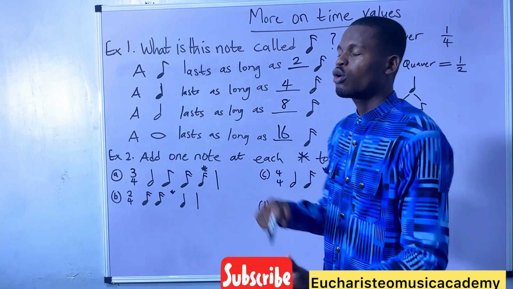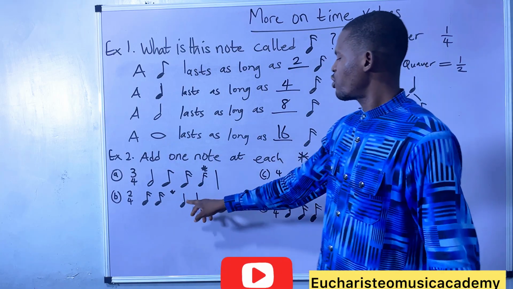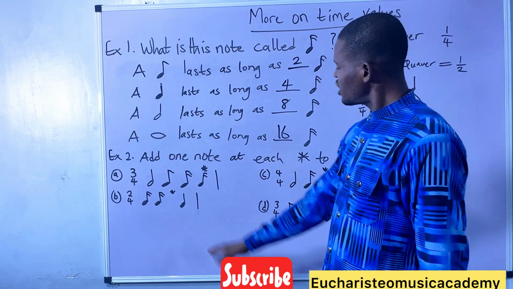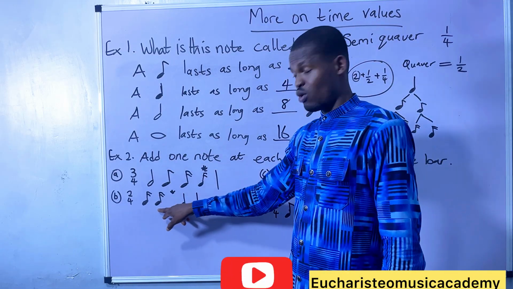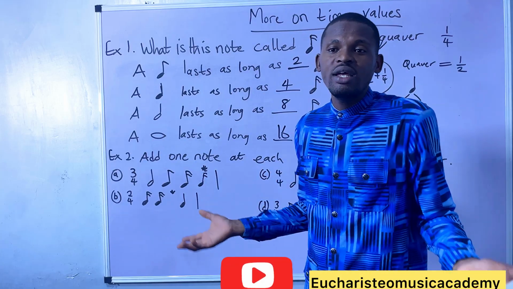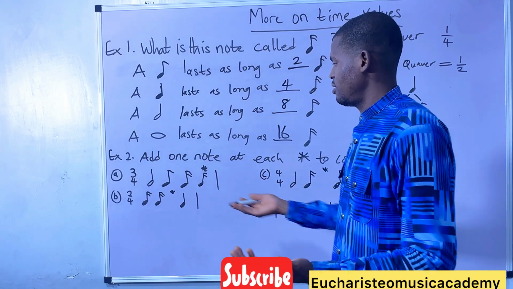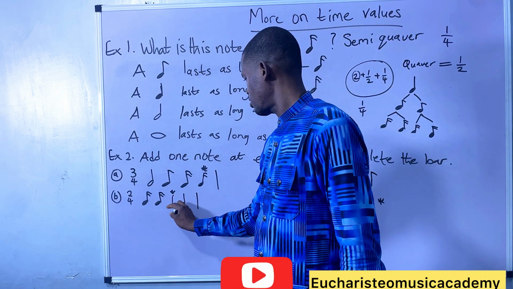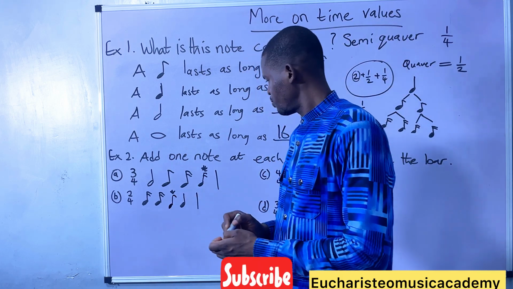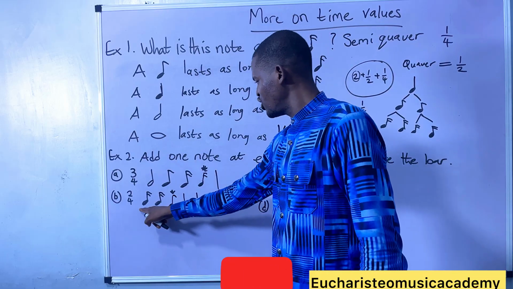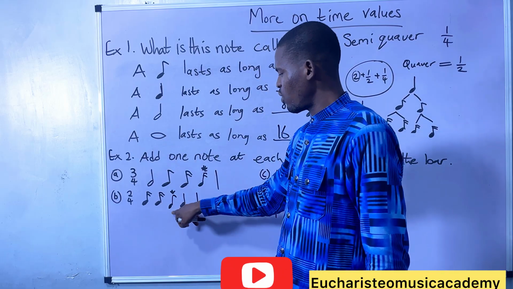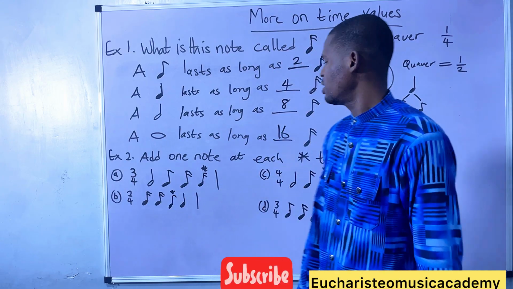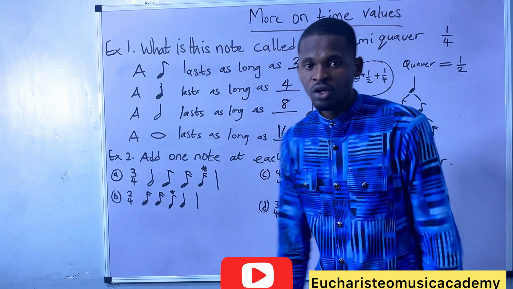2-4. It means 2 crotchet beats in a bar. We have 1 crotchet already. These 2 semiquavers will give us 1 quaver. Since we have 1 crotchet and we have 1 quaver, what do we need again to make it 2 crotchet beats? We need a quaver, because these 2 are equal to 1 quaver. 1 quaver plus 1 quaver gives us 1 crotchet, and 1 crotchet plus 1 crotchet gives us 2 crotchet beats in the bar. Let's go to the other one.